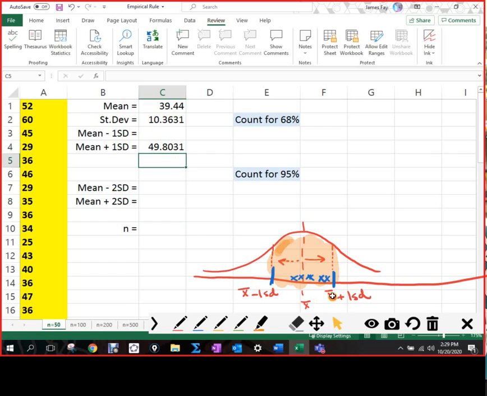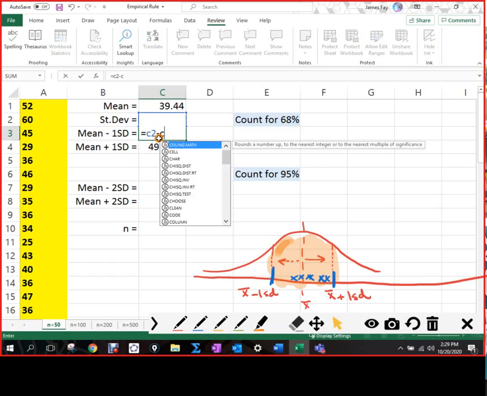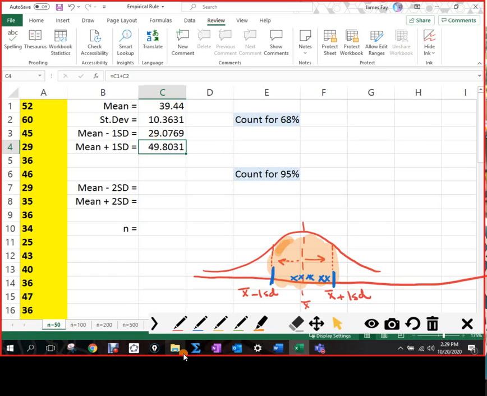Okay, so this position right there is 49.8. And then I'm going to find this position over here, which is my mean minus my standard deviation. So this is going to be C1 minus C2. It gives me 29.07. So between 29.07 and 49.8, I should have 68% of these values falling in there.